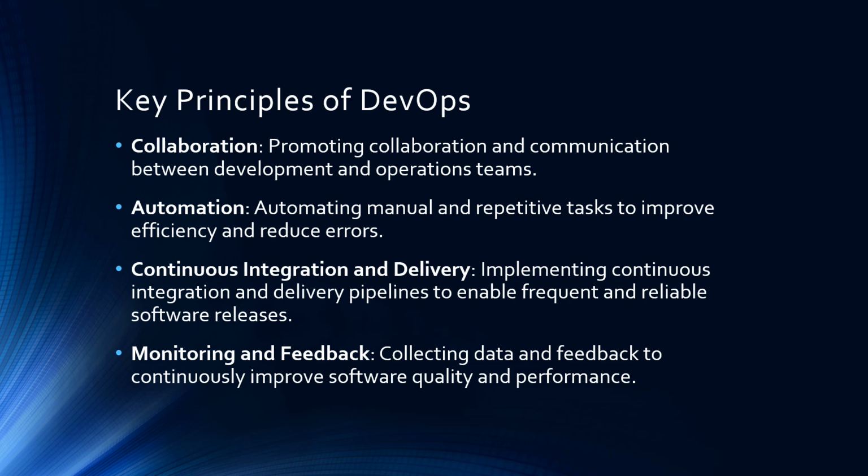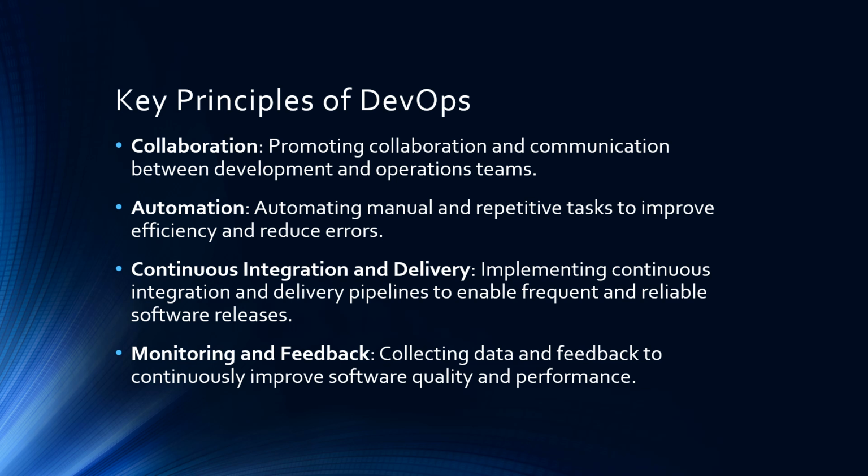Effective collaboration requires not just the right tools and processes, but also a cultural shift that encourages open communication and shared responsibility. Automation is a critical enabler of DevOps practices. By automating repetitive tasks, we reduce human error, increase consistency, and free up teams to focus on higher value activities. This includes automating build processes, testing, deployment, and infrastructure management. However, automation should be approached strategically. Not everything needs to be automated, and we must consider the return on investment for each automation initiative.